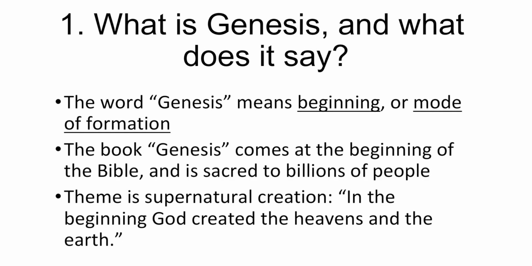Well, the word Genesis means beginning or mode of formation. So if somebody asks you, what's the genesis of that idea? It means, how did it come to be? Where did it come from? And Genesis is the name of the first book in the Bible, as Father Chris said. The Bible has 66 books written by 40 different people, and Genesis is up front. And Genesis gives a story of how everything came to be. And the theme is supernatural creation.